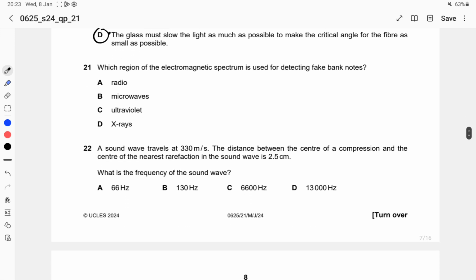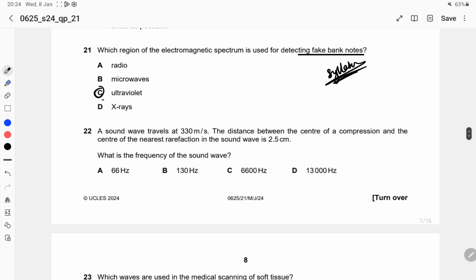Moving on to the 21st one. Which region of the electromagnetic spectrum is used for detecting fake bank notes? This is again mentioned in the syllabus. I want you all to read this unit strictly from the syllabus. Okay, and the answer has to be ultraviolet. Moving on to the 22nd one.